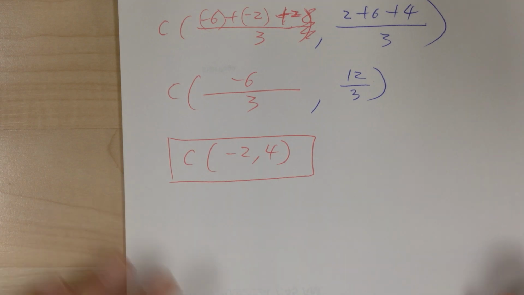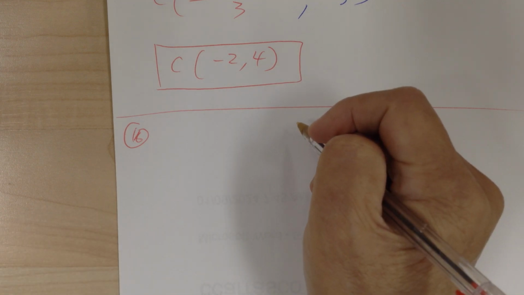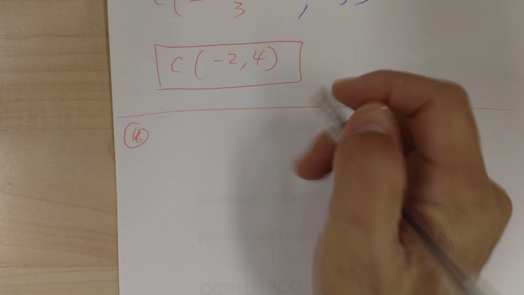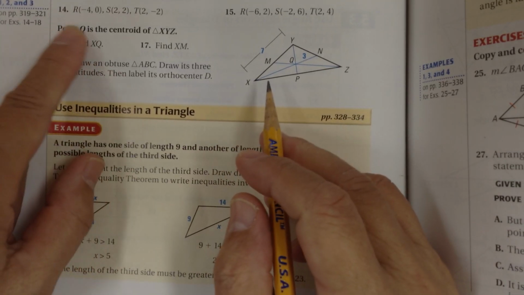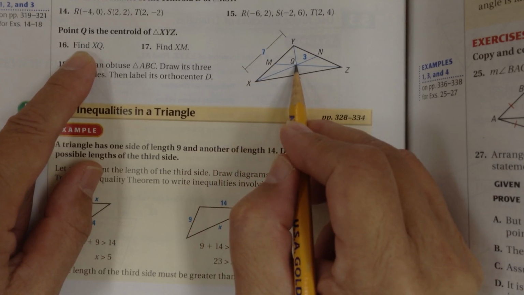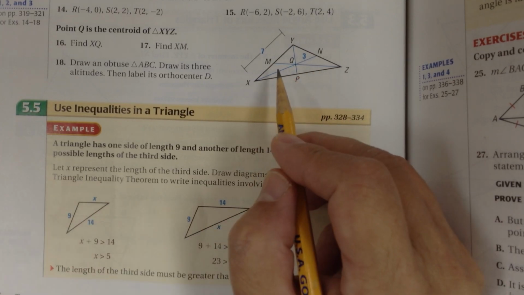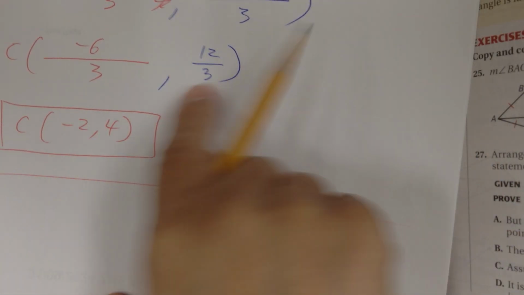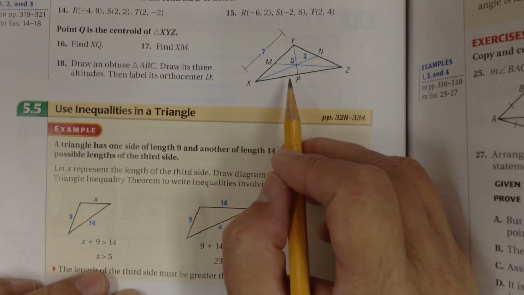Okay, let's go to the next one, number 16. You have this picture over here. Let's go back to the picture. The point Q is a centroid. Now remember, when you have a centroid, there are certain things you have to remember. You divide this into 3, because remember, we just did the divide by 3. So this is 1/3 of the whole thing.